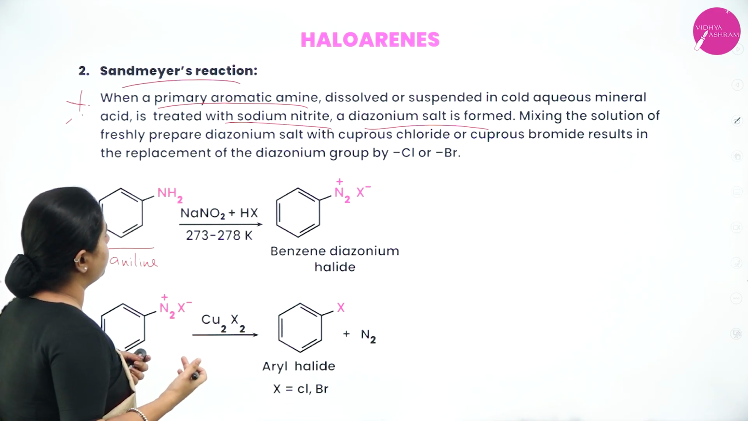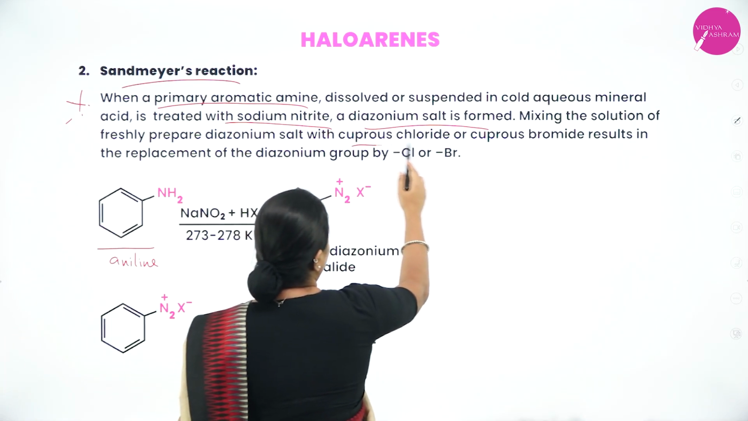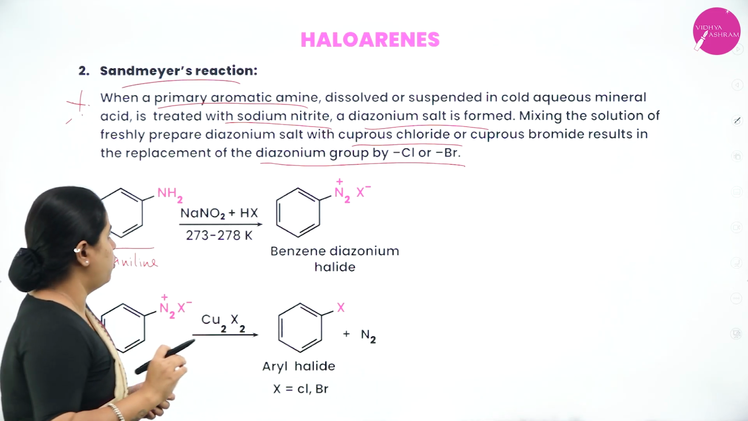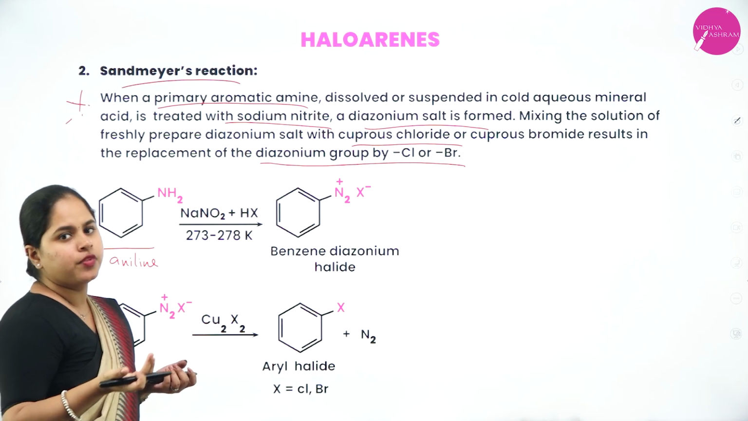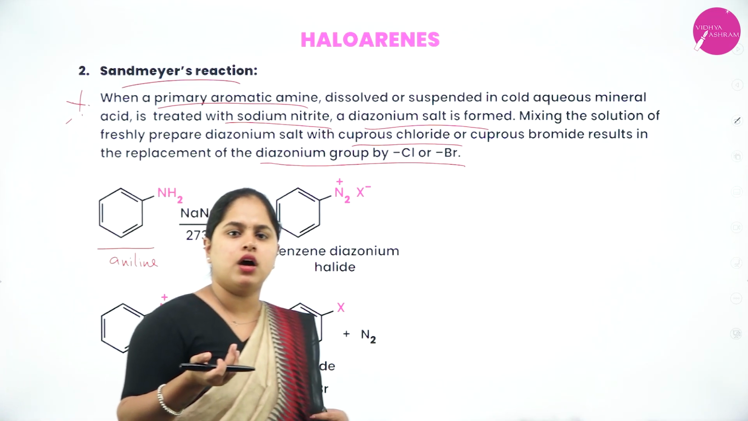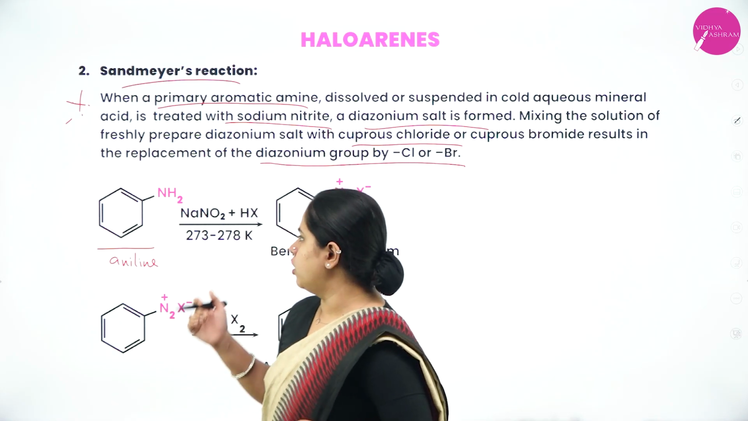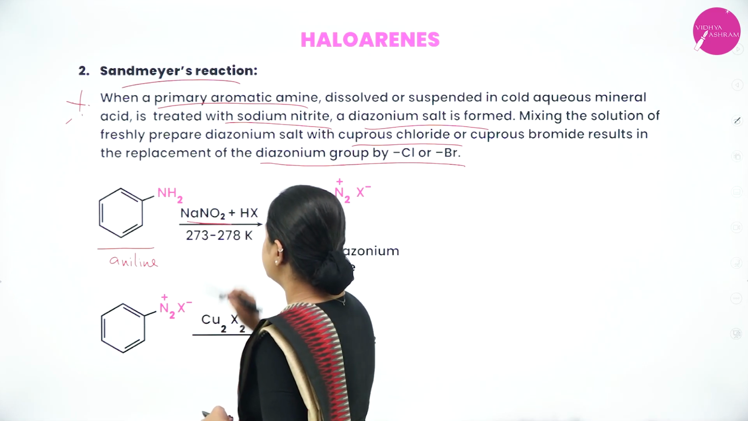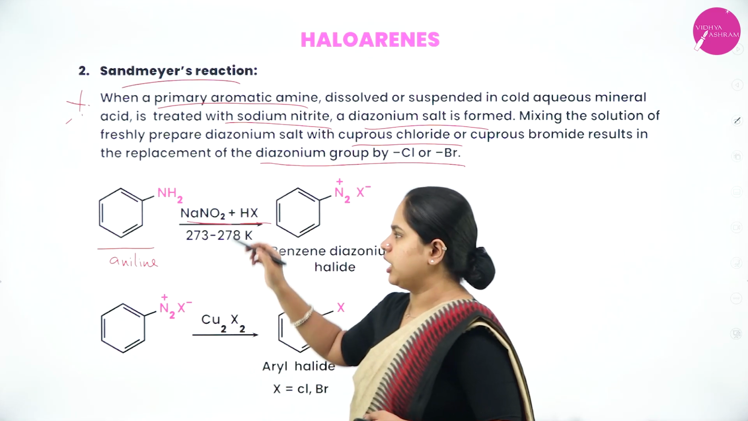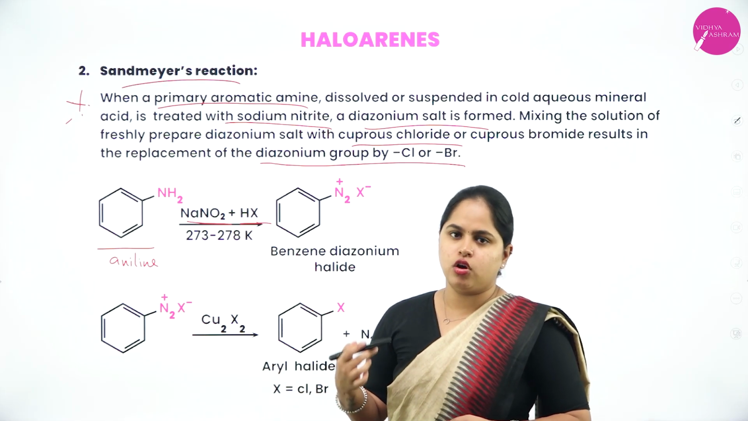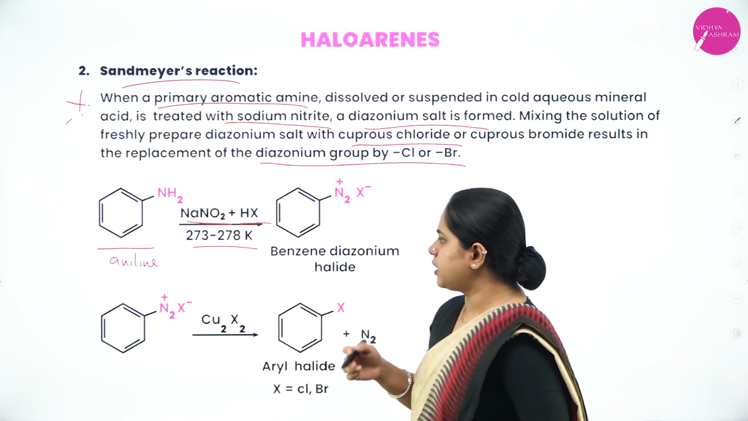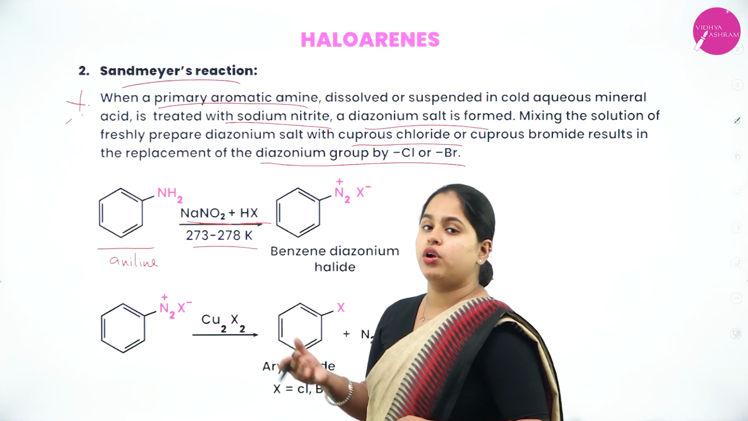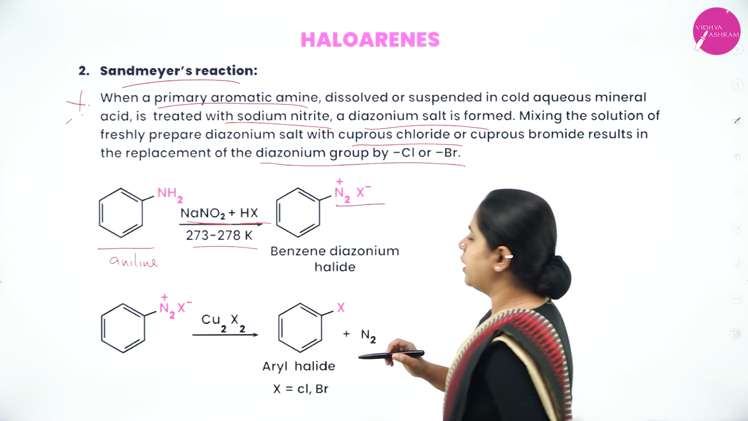Mixing the solution of the freshly prepared diazonium salt with cuprous chloride or cuprous bromide results in the replacement of the diazonium group by chlorine or bromine. So let's understand how the diazonium salt is formed, and further how you get your haloarene. First you need your amine, a primary aromatic amine, which is aniline. In presence of sodium nitrite and a mineral acid, it can be HCl or HBr, at 273 to 278 Kelvin in cold condition, what is going to happen? First you are going to get a diazonium salt, that is N2 plus X minus.